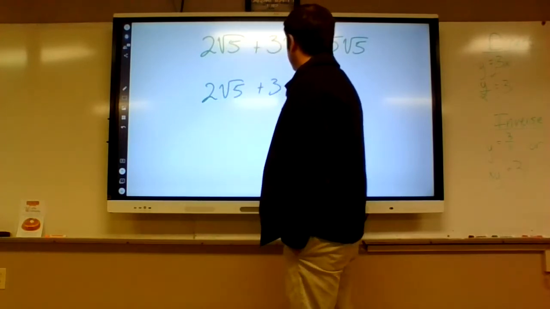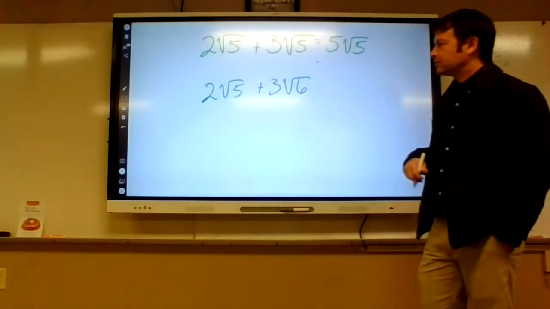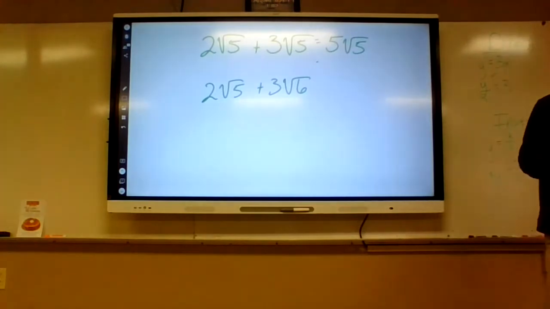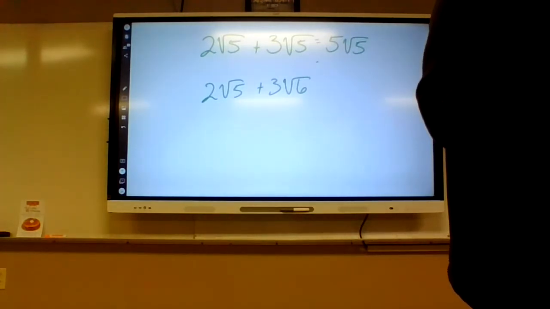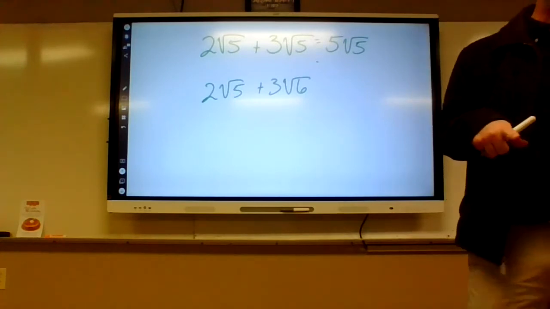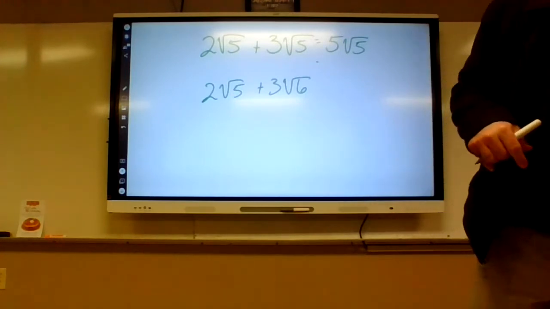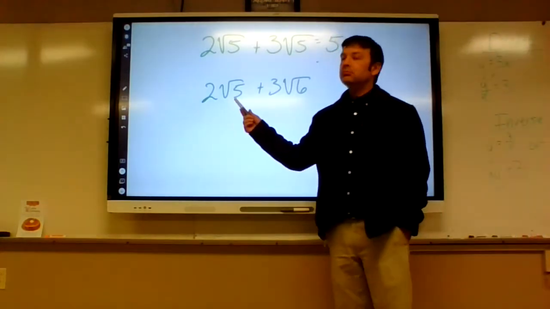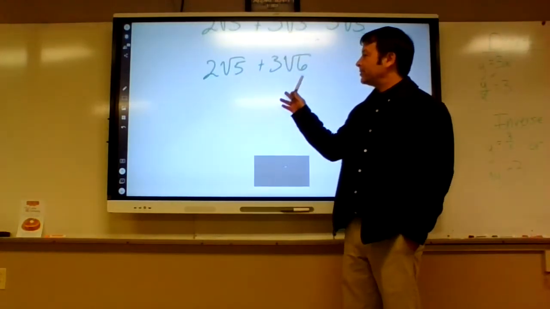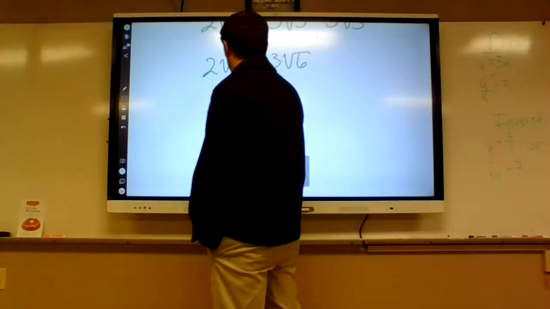Okay, what do you think would happen if I put 2 square root of 5 plus 3 square root of 6? You can't do anything else. Can't do it, doesn't simplify. Let's see, are there any of those? No. Everything on this page looks like you can do at least something, but you can only add and subtract like terms.